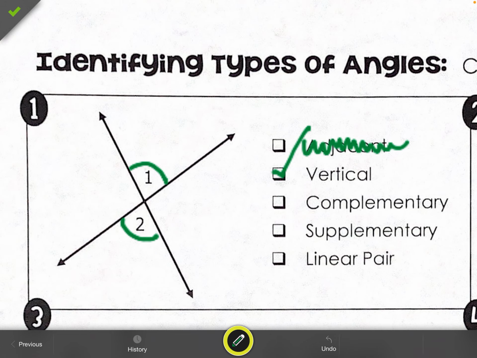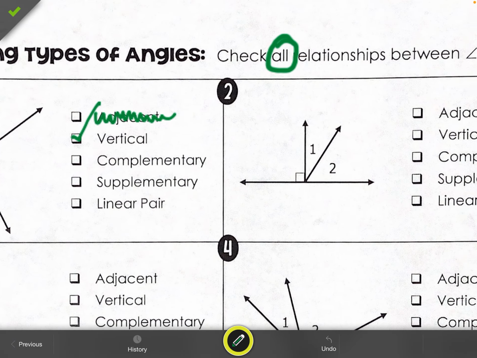Then we need to look, are they complementary? Do they add up to 90? Well, in this picture we don't have enough information. You don't have any numbers to add, and so we can't for sure say they're complementary. Same thing with supplementary. Since they are across from each other, you would need numbers, and you would need to see if they add up to 180. We don't have numbers, we can't tell. And last but not least, are they a linear pair, which means are they next to each other and make a straight line? Well, we've already said they're not next to each other, so they're not a linear pair either. So only vertical on number 1.